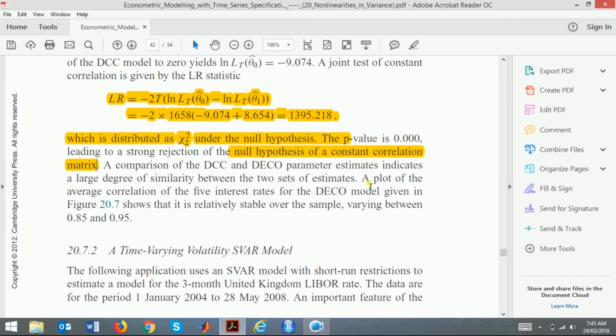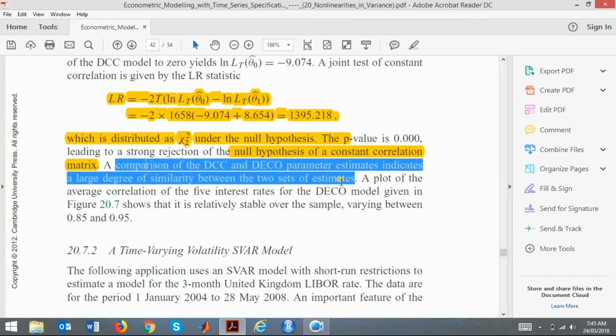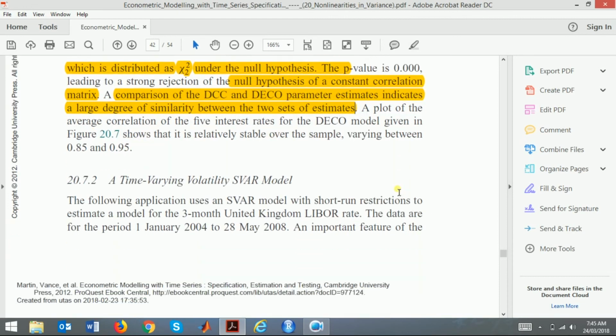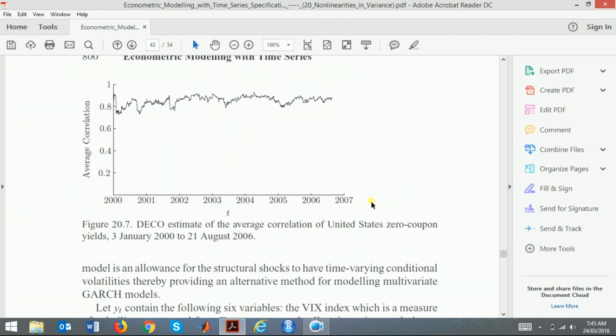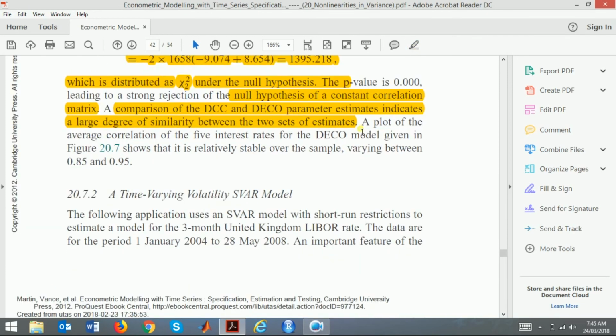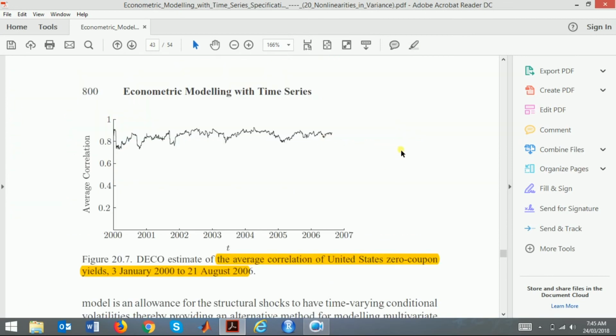There is a large degree of similarity between the two sets of estimates. A plot of the average correlation of the 5 interest rates model is given, stable over the sample. So in figure 20.7, the DECO estimates show that the average correlation of all these bonds is stable, which is important information.